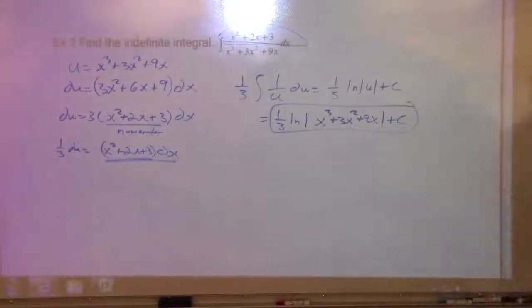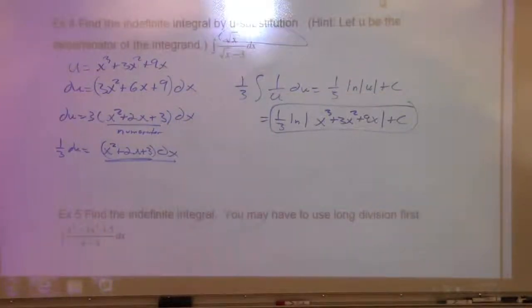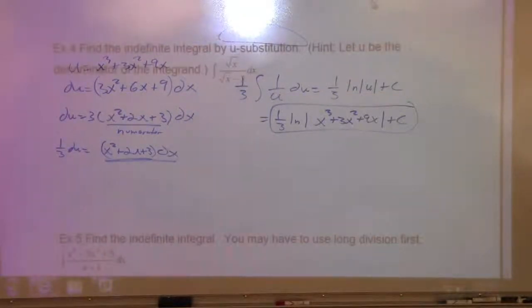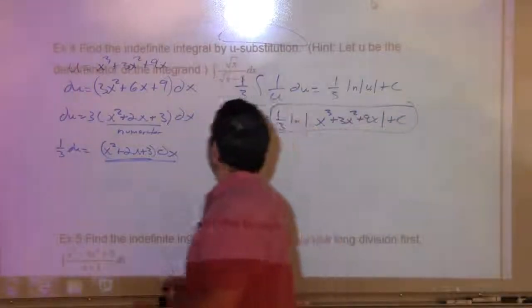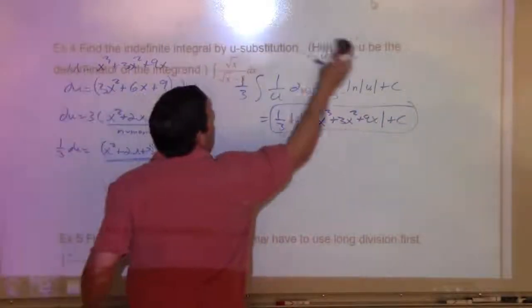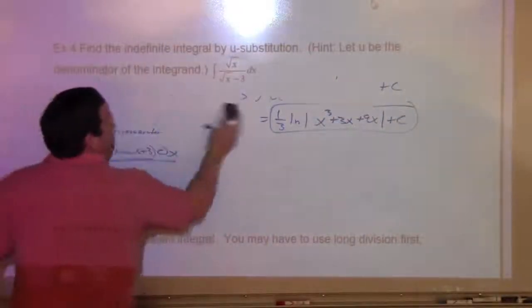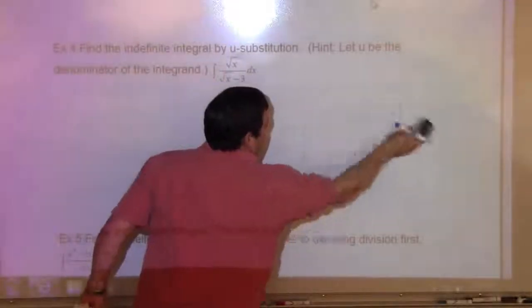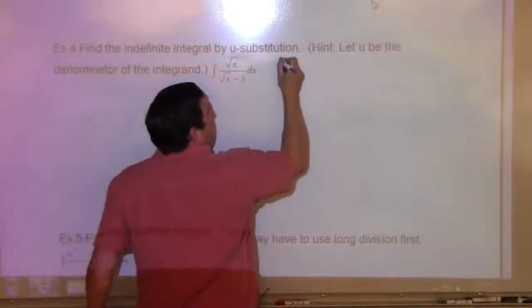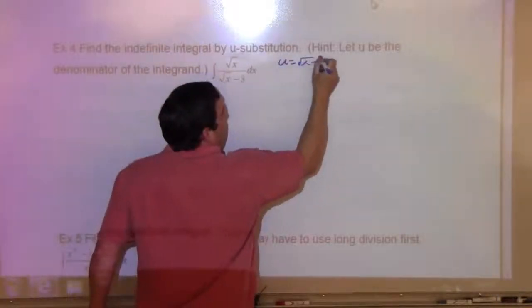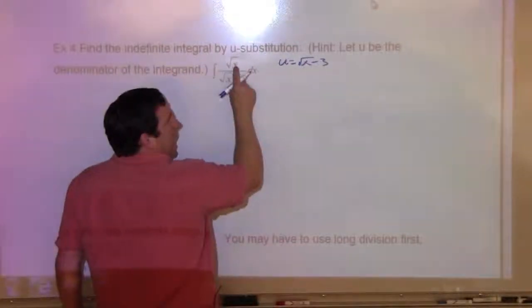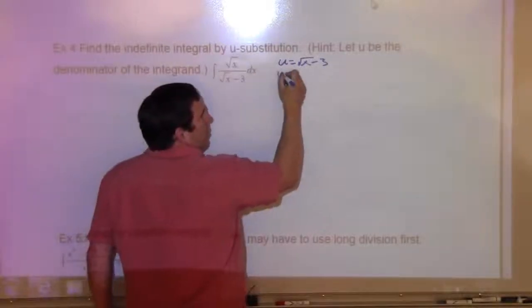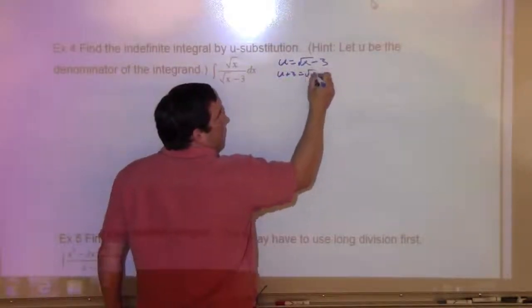Let's go on to page 2. Example 4 says find the indefinite integral by using u substitution. It gives us a hint: let u be the denominator of the integral. Okay, let's see what happens with that. If I say u equals the square root of x minus 3, I have just the square root of x up here, so u plus 3 would be the square root of x.